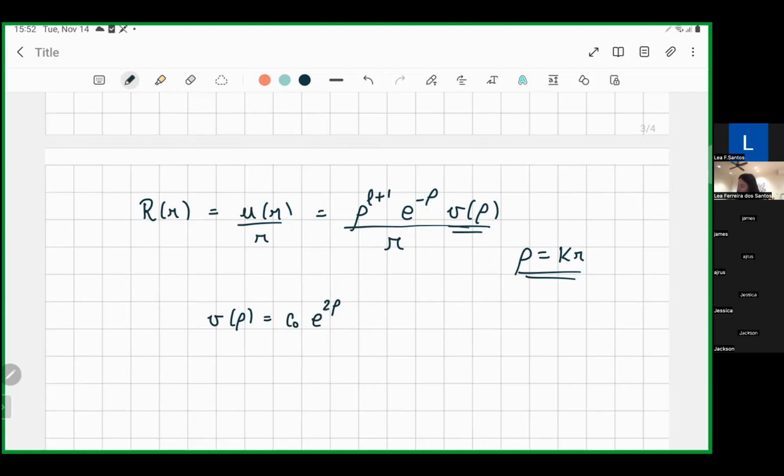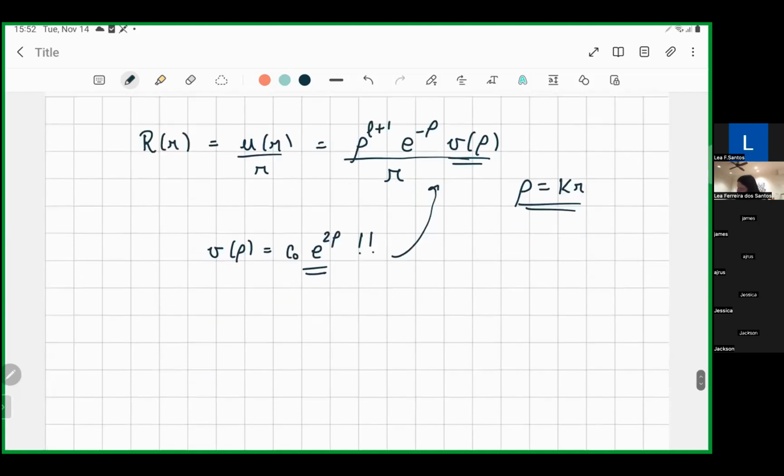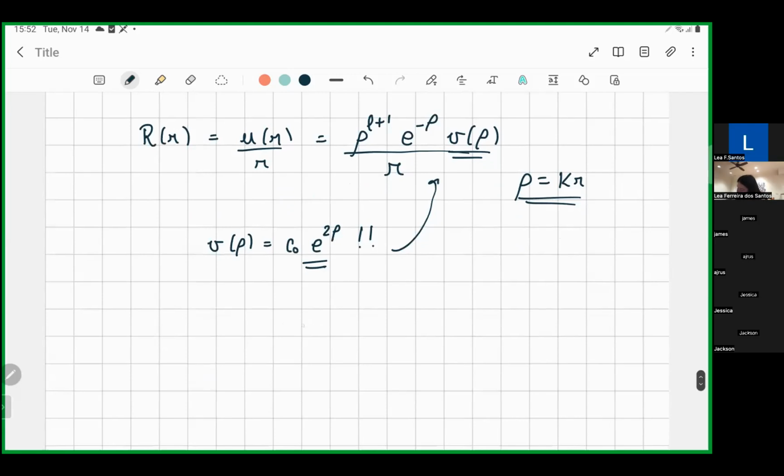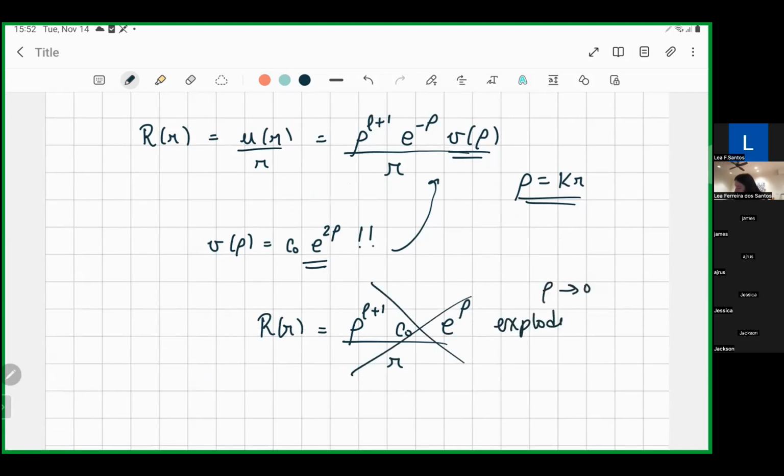And then we said, oh, then we're in trouble. Because if this is an exponential, if I put it here, what is going to survive for this r, this function? There will be an exponential of positive rho. And this is trouble because it's going to explode when rho becomes large. So this cannot be.